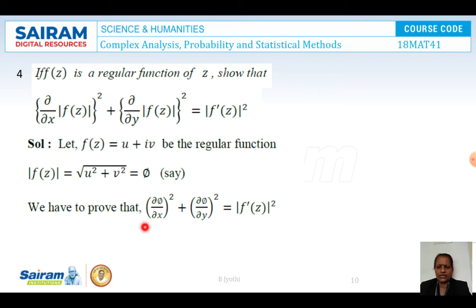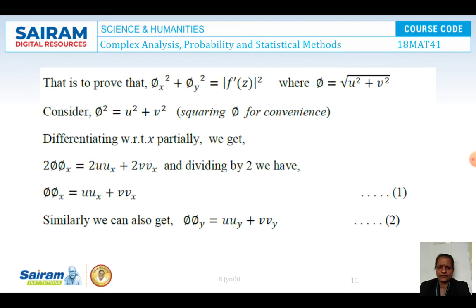So we need to prove that dou phi by dou x, because mod of f of z is phi, so this f of z is replaced with phi. Therefore, we need to prove that dou phi by dou x whole square plus dou phi by dou y whole square is equal to mod of f dash of z the whole square. That is to prove that phi x square plus phi y square is equal to mod f dash z whole square, where phi is root of u square plus v square.